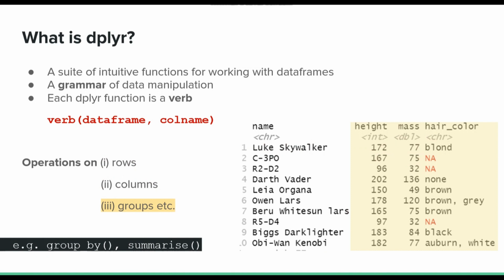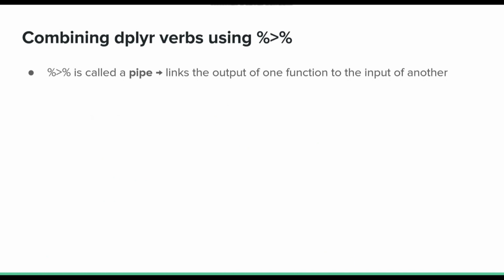But before we do that, let's also familiarise ourselves with the pipe function. You might have seen this function before. The pipe is imported from the magrittr package, but it's almost always used together with Dplyr functions, as a tidy and intuitive way of linking the output of one function to the input of another.